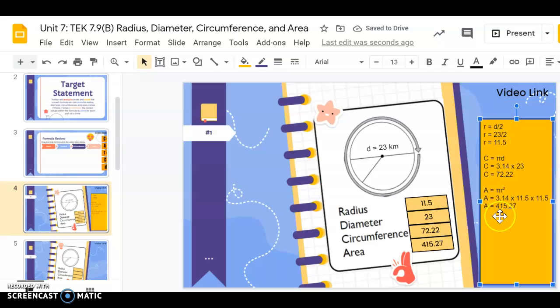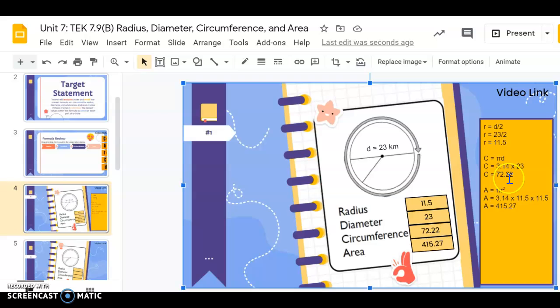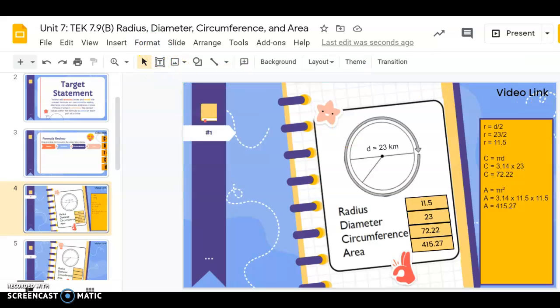I have shown all my work. The only one I didn't have to do was diameter because it gave it to me right here. But I showed my radius right here, my circumference right here, and my area right here. I am now done with this slide right here. Notice how I have the pi symbols. I showed you guys where to get those. Notice how I have that little 2. I showed you how to get that. I am now complete with this slide.